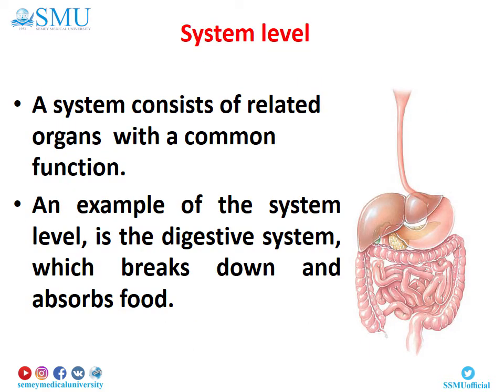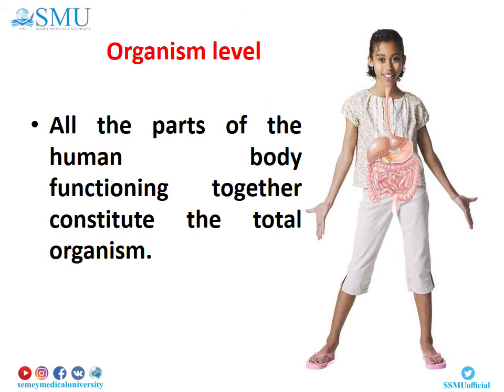System level. A system consists of related organs with a common function. An example of the system level is the digestive system, which breaks down and absorbs food. Its organs include the mouth, salivary glands, pharynx, esophagus, stomach, small intestine, large intestine, liver, gallbladder, and pancreas. Organism level. All the parts of the human body functioning together constitute the total organism.